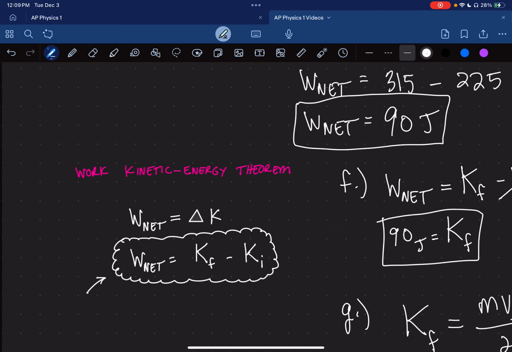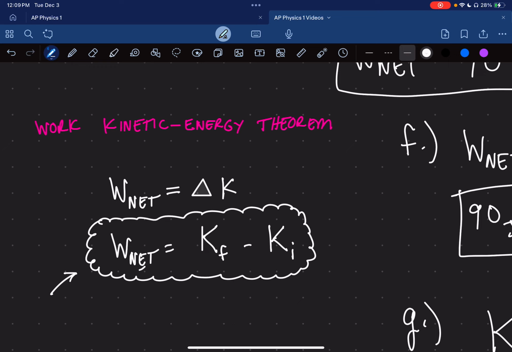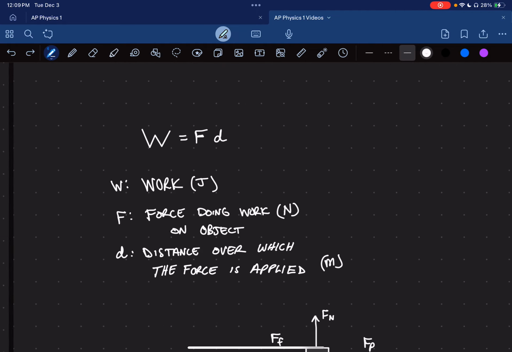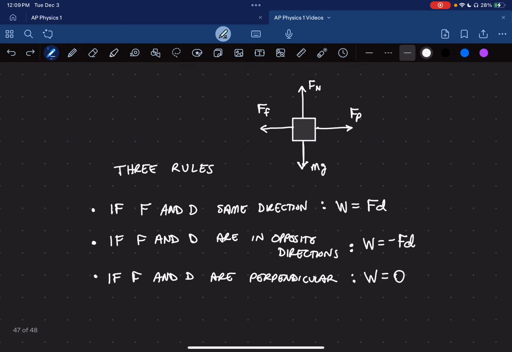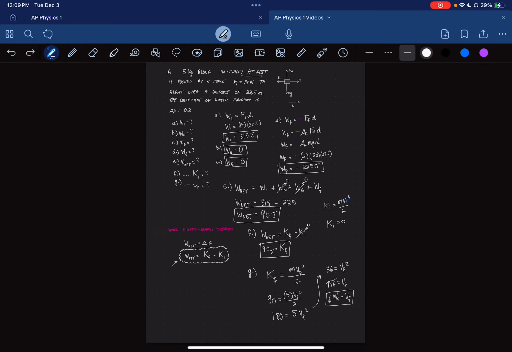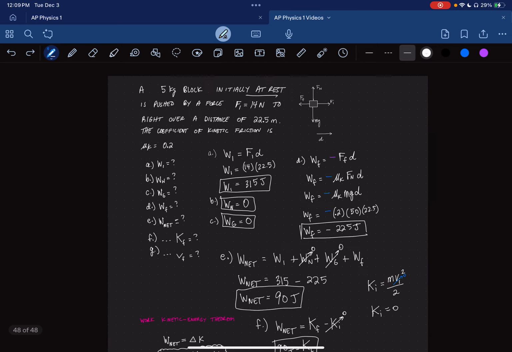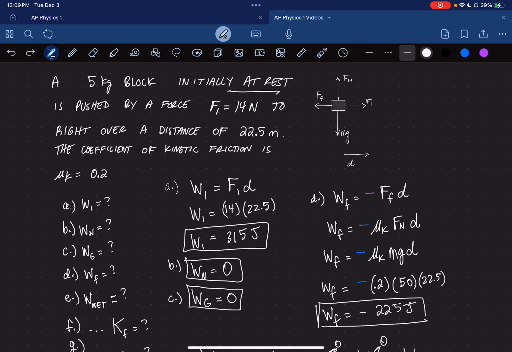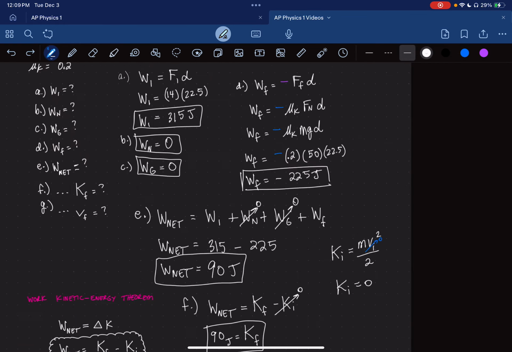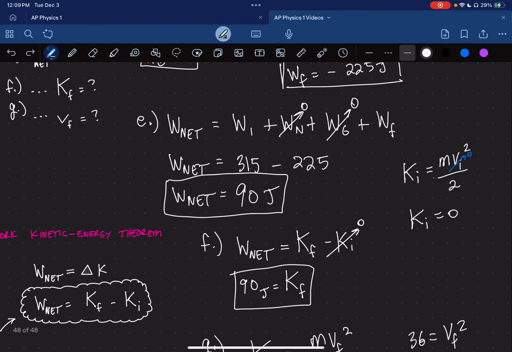So your equations that you should remember moving forward, the work kinetic energy theorem, especially this one down here. And our work equation, remembering these three rules. And I think that is it. On some of your problems and your assignments, the initial speed of the object is not 0, and so you may have to calculate the initial kinetic energy as we would have done here, except that won't be 0, it'll be some other number.